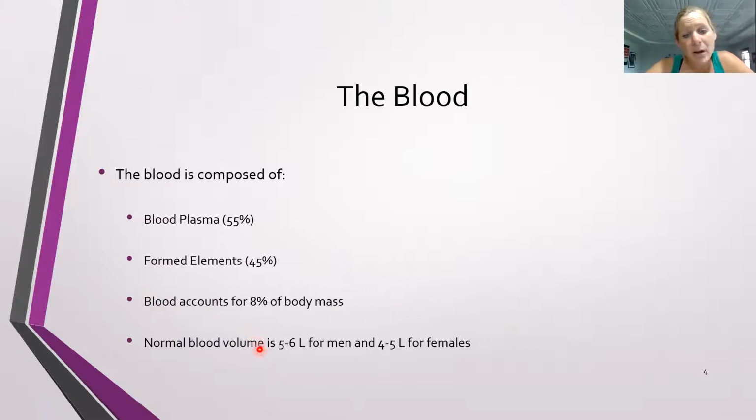Okay. Normal blood volume is 5 to 6 liters for men and 4 to 5 liters for females. Again, this is not really anything specific to differences between the genders. This is more based on body size as opposed to any actual differences in biology associated with someone's sex.